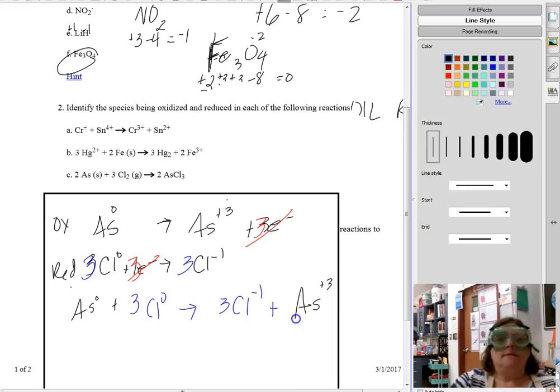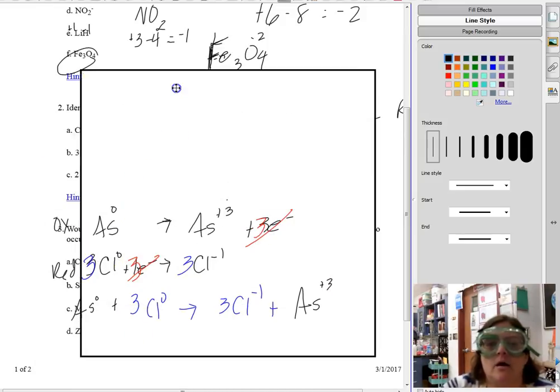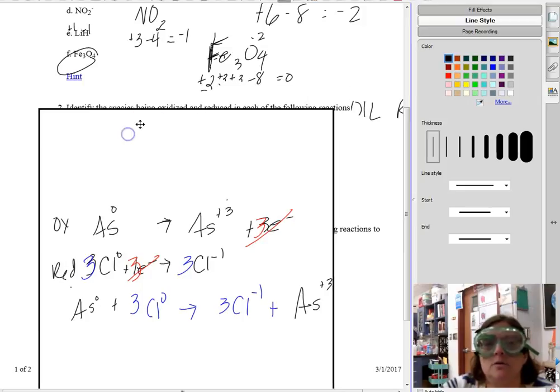Alright, this has been plenty long enough, I know. We will do the next part of this, which is asking about what's being oxidized and what's being reduced, which is part of the problem on the test.